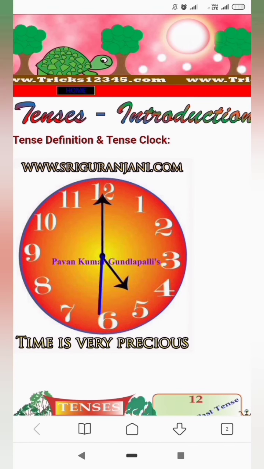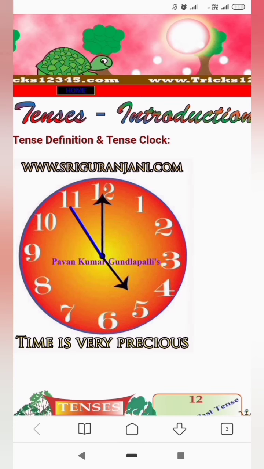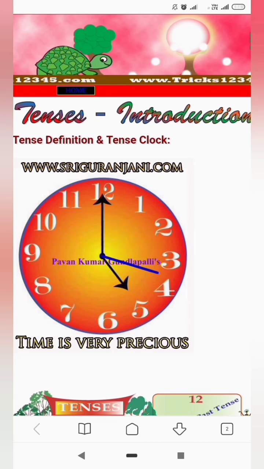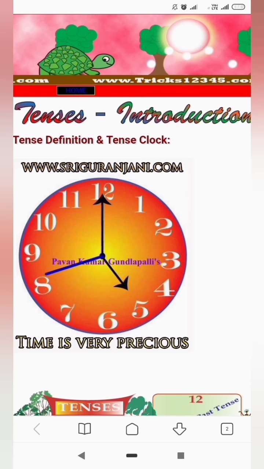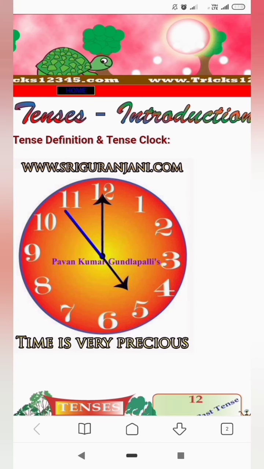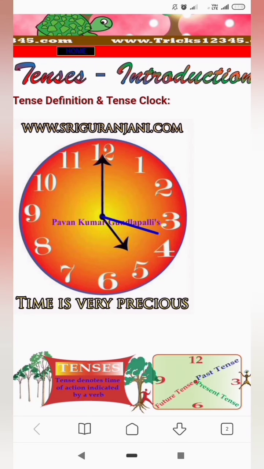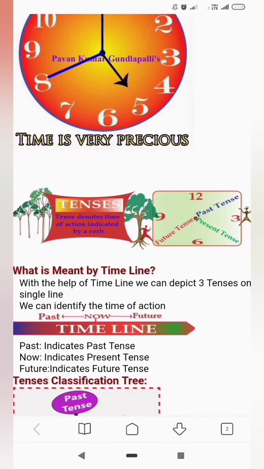The word tense is derived from Latin word tempus, which means time. A verb indicates the time of action, event, or condition by changing its form. Tense can be shown in a clock. Like a time, it has past, present, and future. It can be depicted in a timeline. We can identify the time of action in a timeline.